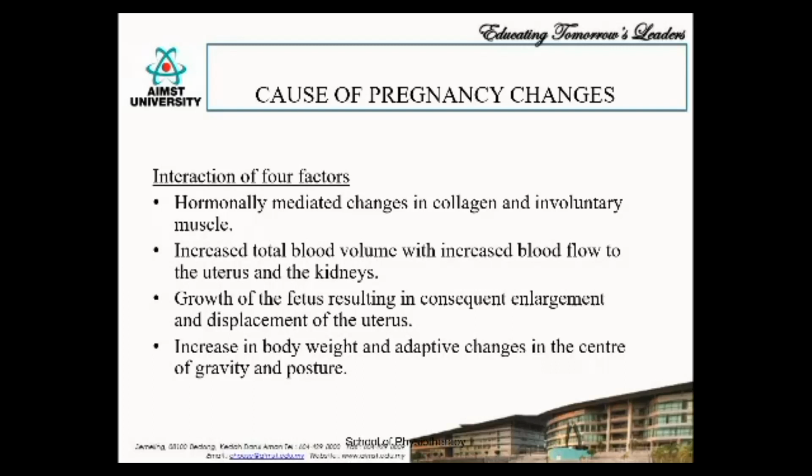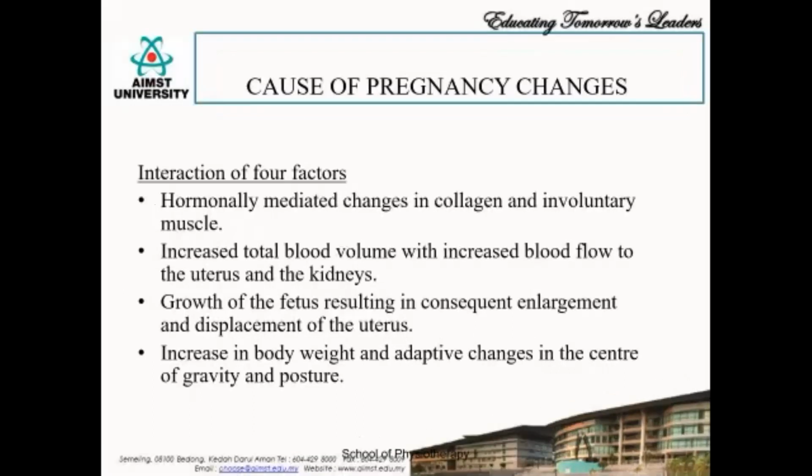So when it is moving into the abdominal cavity, the stomach will become bigger and bigger to adapt for the uterus. Okay, so this increase in the abdomen will change the center of gravity or line of gravity of a particular person. So this will again lead to a lot of physical and physiological changes.